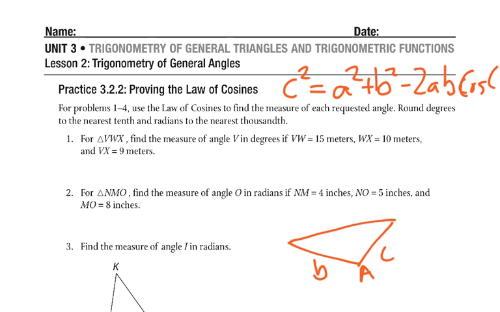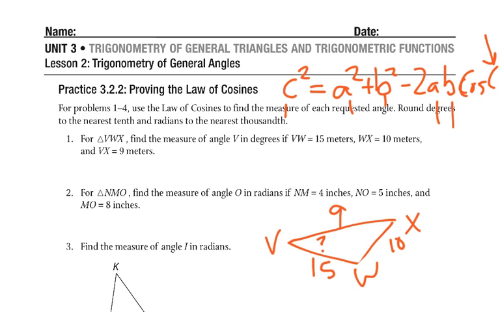Alright, number 1. Let's keep this triangle here. It says VWX. Find the measure of angle V in degrees, so we want that angle, if VW is 15, WX is 10, and VX is 9. So you can use this different ways. You could use it with 3 sides, because you've got 1, 2, 3 sides, and then you can solve it for the angle.